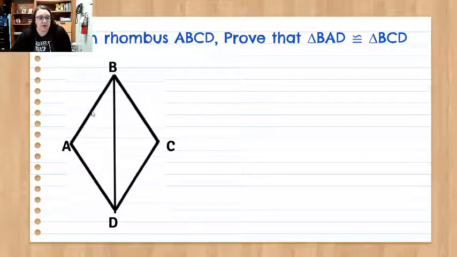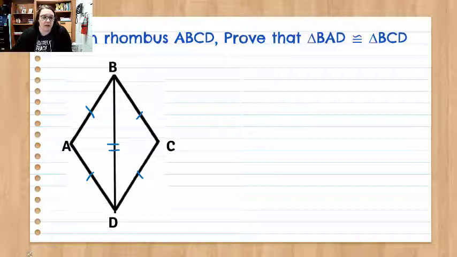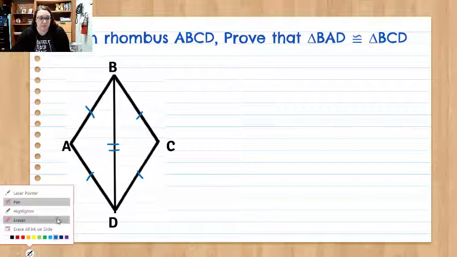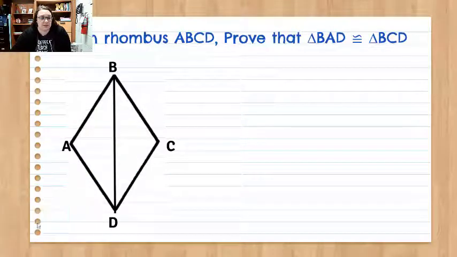So I'll be able to show that this is side, side, side congruent, seeing how I know all of these sides are equal, and then I can prove that BD is congruent to itself. So I think I'll be able to show side, side, side pretty easily. So let's first start ourselves off with just saying all these sides are equal.